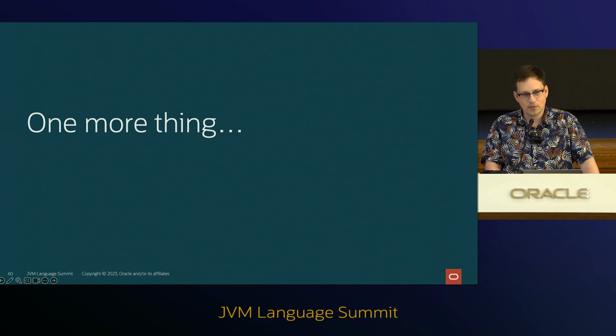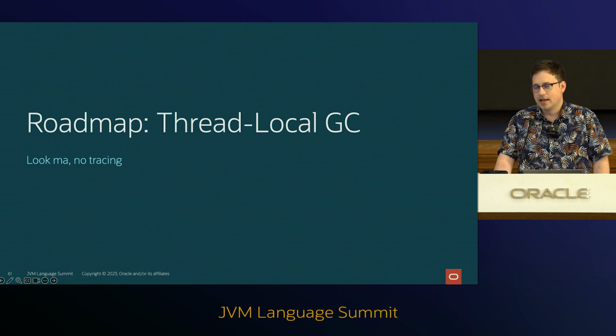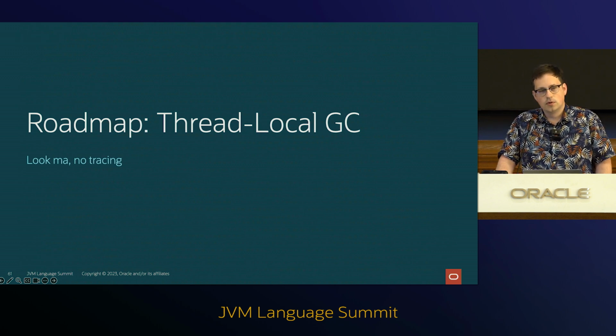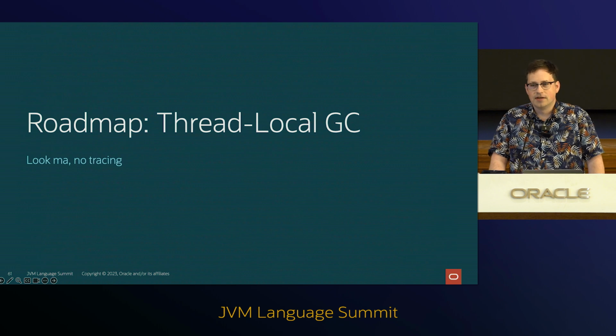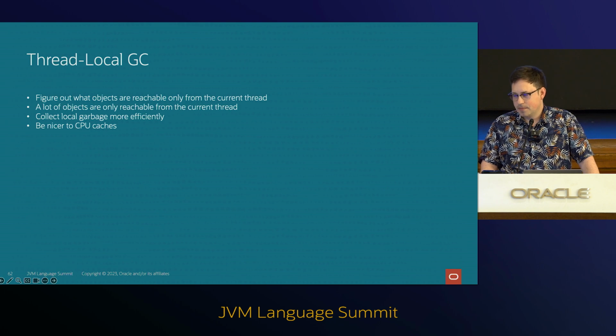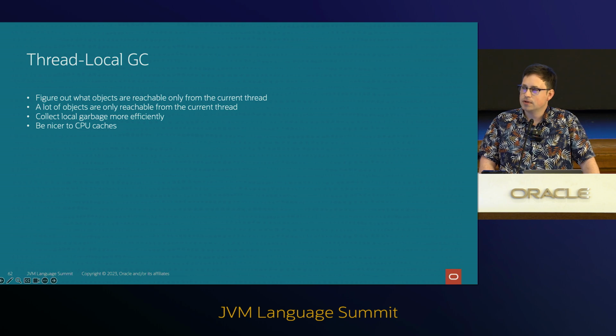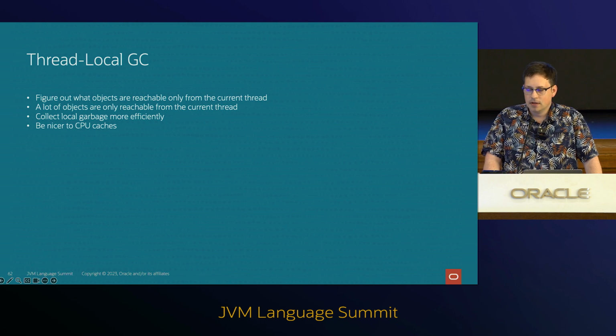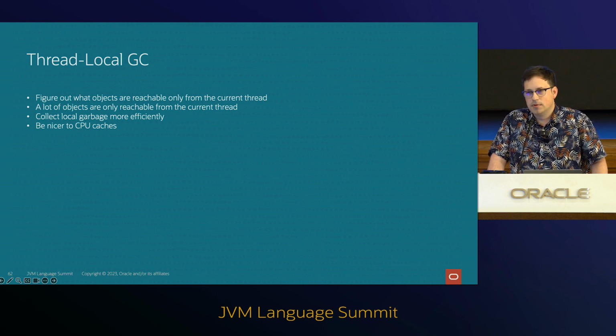So the next thing we're going to work on and investigate is thread local GC, which I've been thinking about for quite a while now. The idea with thread local GC is to figure out what objects are reachable only from the current thread. As it turns out, there's typically a lot of data reachable only from the current thread. And we want to collect this garbage more efficiently and potentially be a bit nicer to the CPU caches as well.